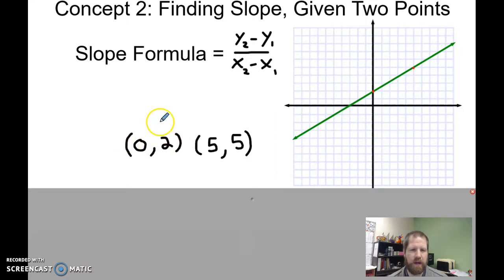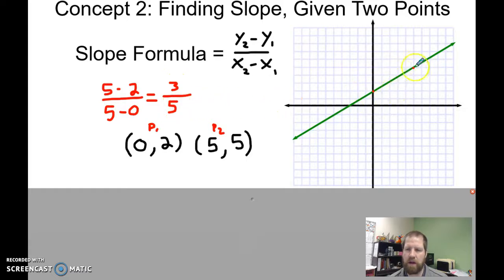So if I'm going to choose this as my point 1, I'll make it easy on myself, and this is point 2. I'm going to set up using my formula. My y value for point 2 is 5, and my y value for point 1 is 2. So it's going to be 5 minus 2. And then my x value for point 2 is 5, and my x value for point 1 is 0. So 5 minus 0. 5 minus 2 is equal to 3, and 5 minus 0 is equal to 5. And so I get that my slope is 3 over 5.